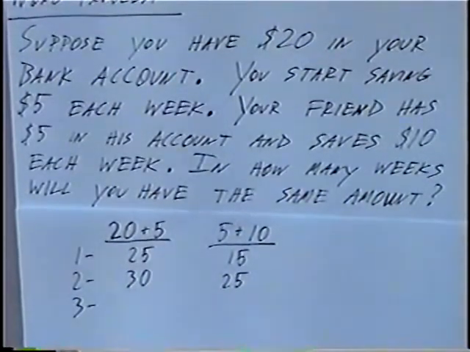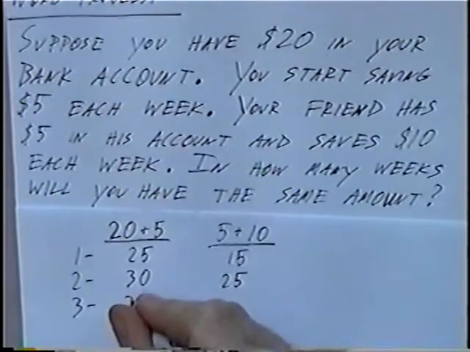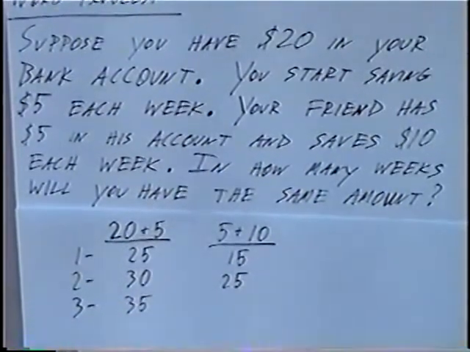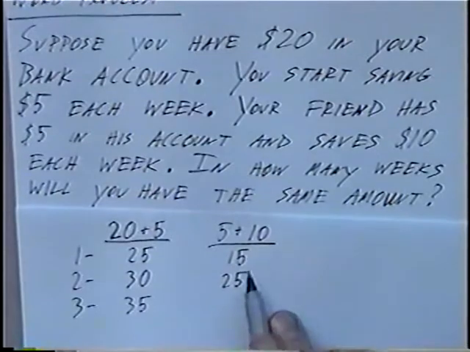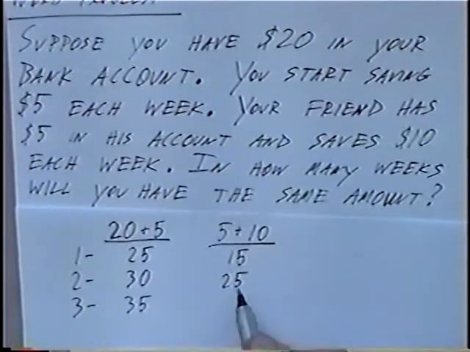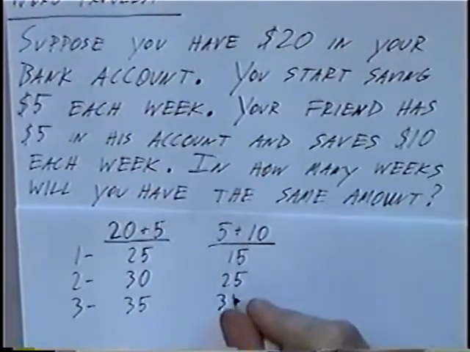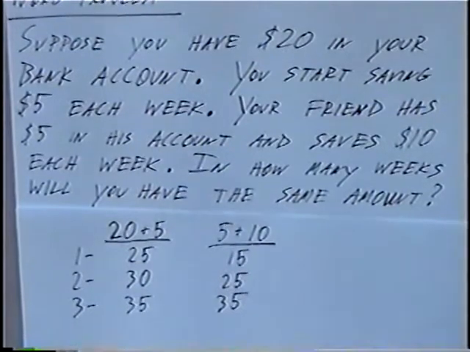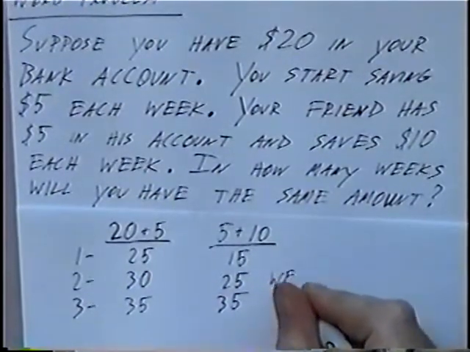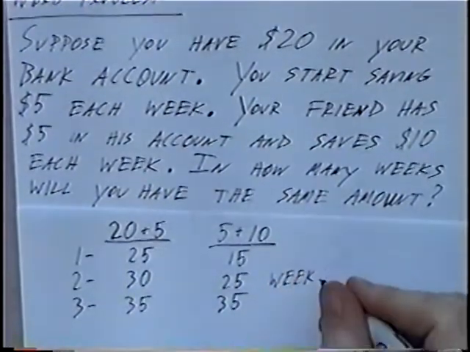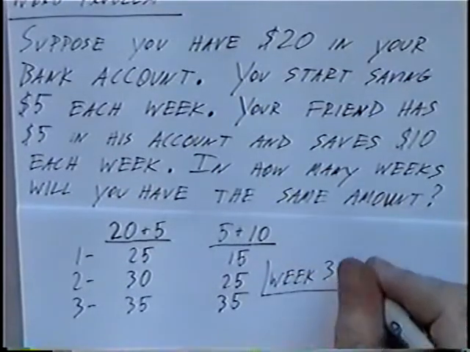Continuing on the third week, the $30 will add $5 to that. So that would be 35. And your friend will have the $25 plus $10 each week. 25 plus 10 would be 35. These two numbers in week 3, both of you have $35. So the answer to the question, in which week will these same amounts be? And that would be week 3.